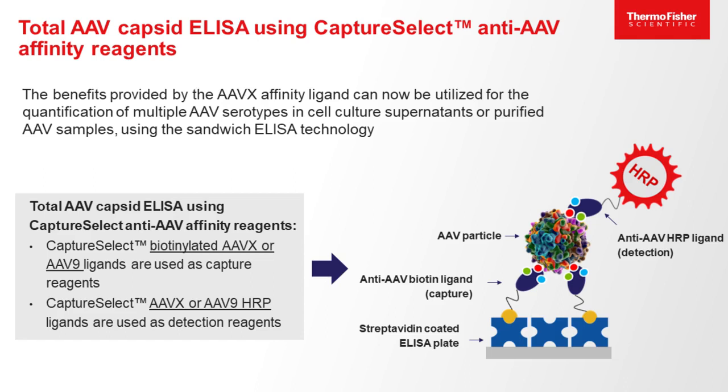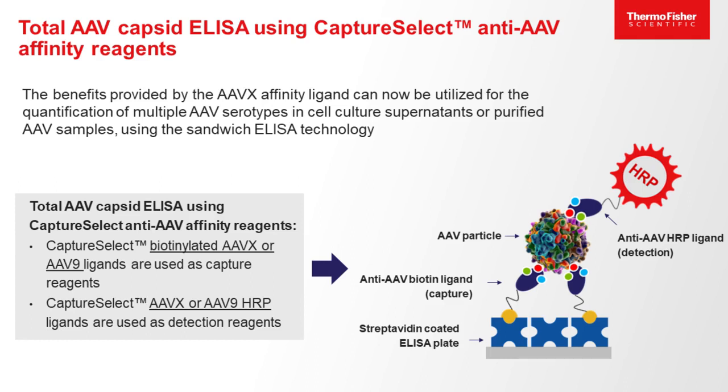Our AAVX ligand is available in biotinylated and HRP labeled formats, which our customers have used to develop in-house ELISAs to determine total capsid titer in both in-process and purified samples. For example, during process development, you may benefit from determining the total capsid titer in your clarified harvest to appropriately size your affinity column. You might also want to use AAVX capsid ELISA to monitor the mass balance in your harvest and capture steps.